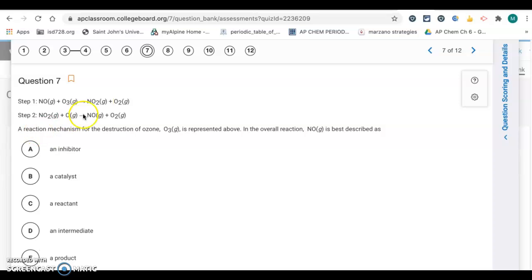Question number 7, another mechanism question. So a reaction mechanism for the destruction of ozone is represented above. In the overall reaction, NO is best described as, well, here's NO. So it shows up as a reactant first and a product later. That's what a catalyst looks like in a mechanism. A catalyst is a reactant first and a product in a later step. So letter B.